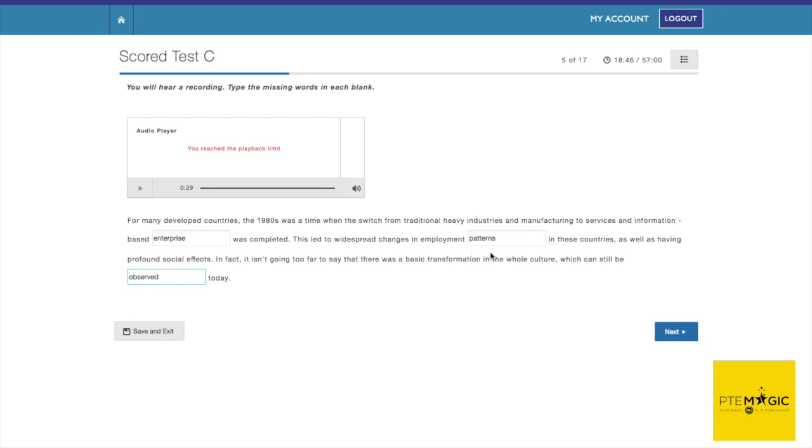Always check spelling before clicking next, because it can affect your writing score as well.